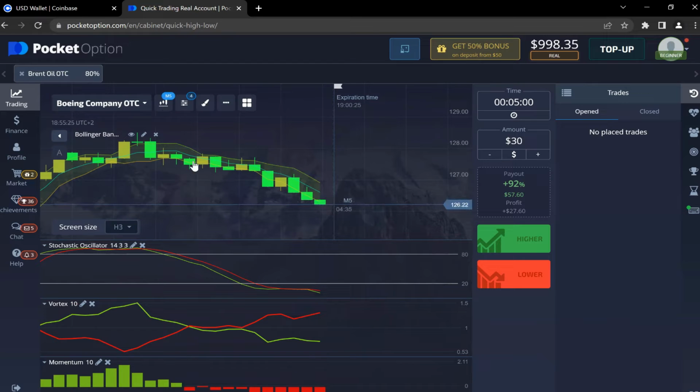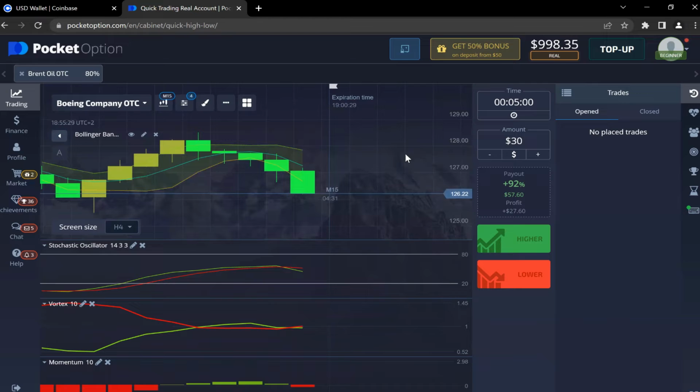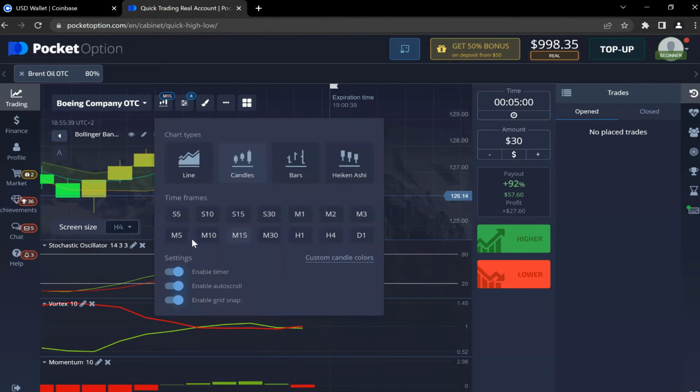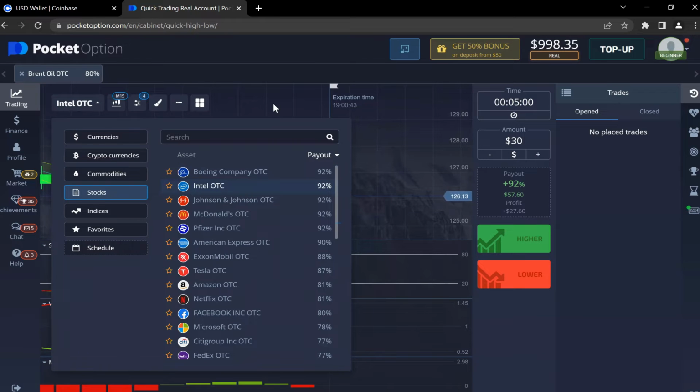Okay. Let's see what we looking like on the 15. Ooh. I just don't like this. I don't enter trades when, but this is on the 15. So I like my indicators being strong.